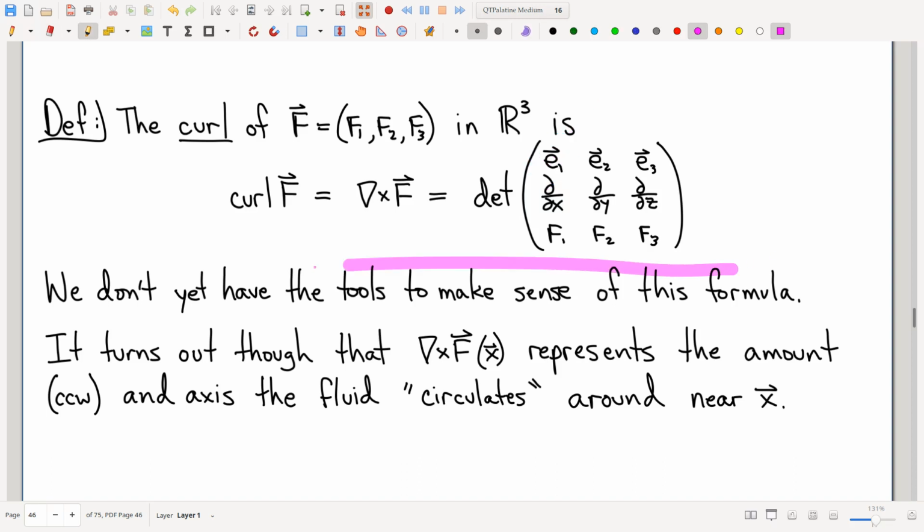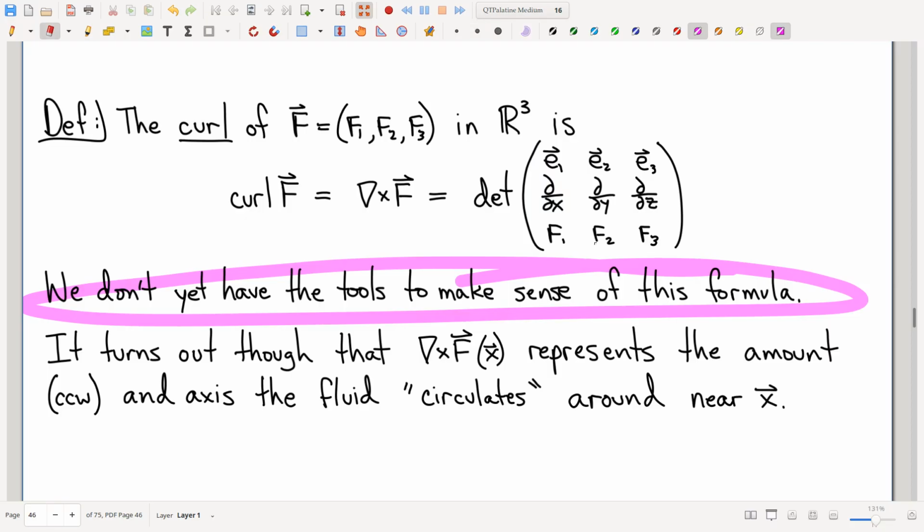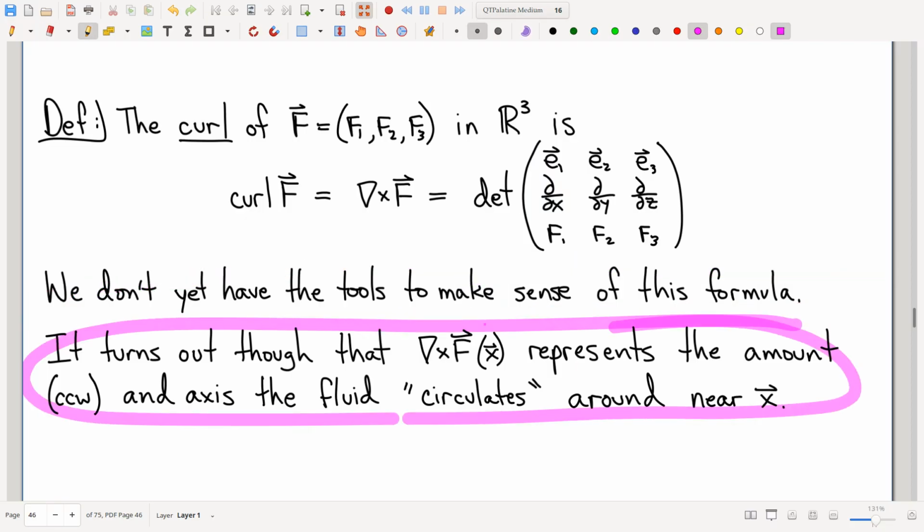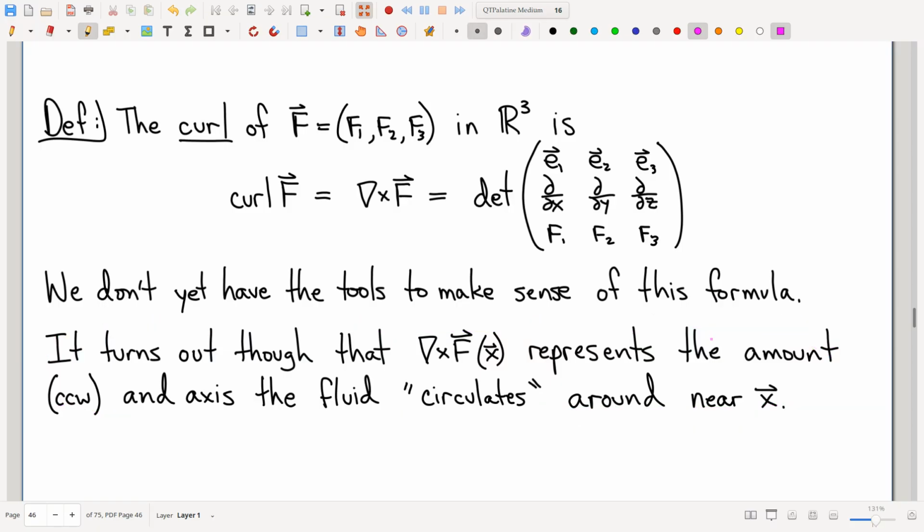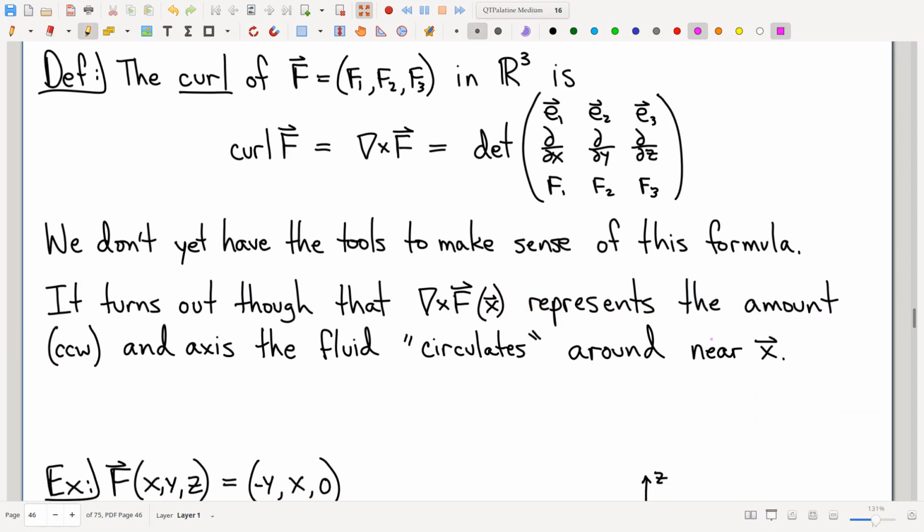Okay, again, we don't have the tools. Can't make sense out of this yet. Again, I'm going to make a claim, completely unsubstantiated. Hope you trust me. The point to all of this is to get some pictures on the page and get you digesting those pictures. The claim: curl represents how a fluid is circulating.